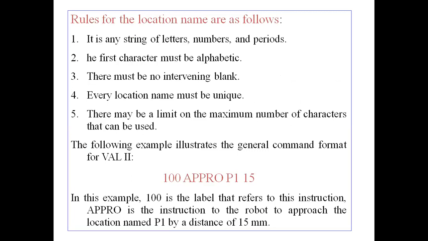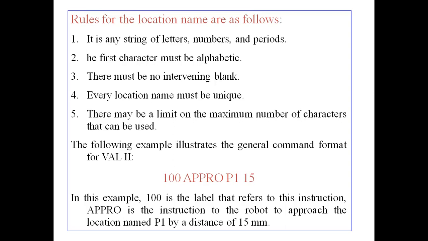So in order to program with VAL2, we have several rules for the location names. First, it can be any string of letters, numbers, periods. The first character must be alphabetic. We should not have intervening blanks. Every location must be a unique one. And we have a limit on the maximum number of characters already. For example, I've shown here 100 up to P115. Here 100 is the label which refers to the instruction.